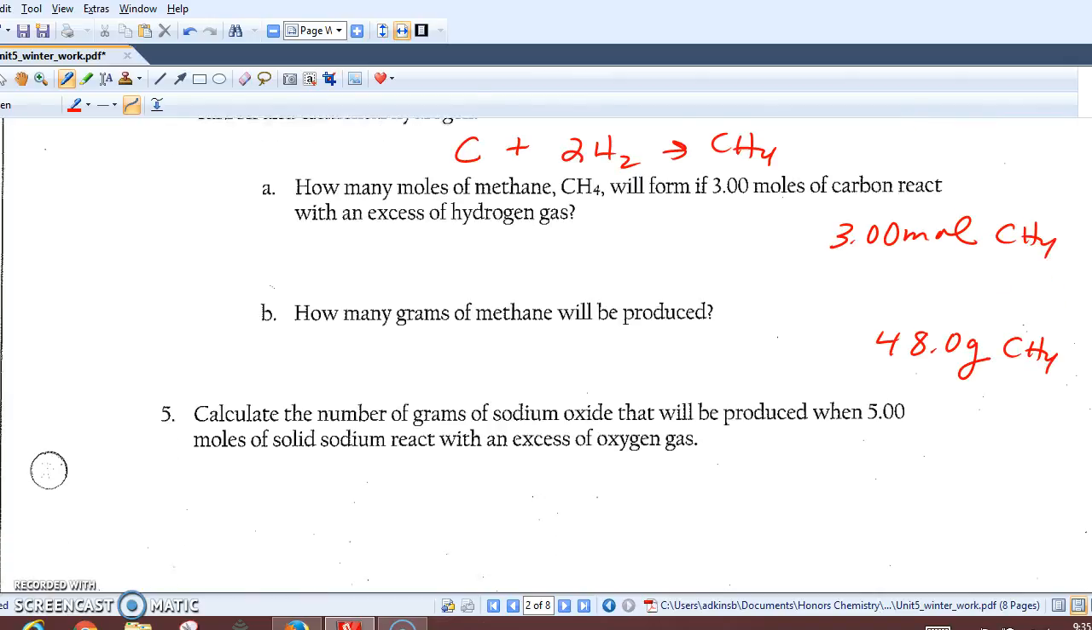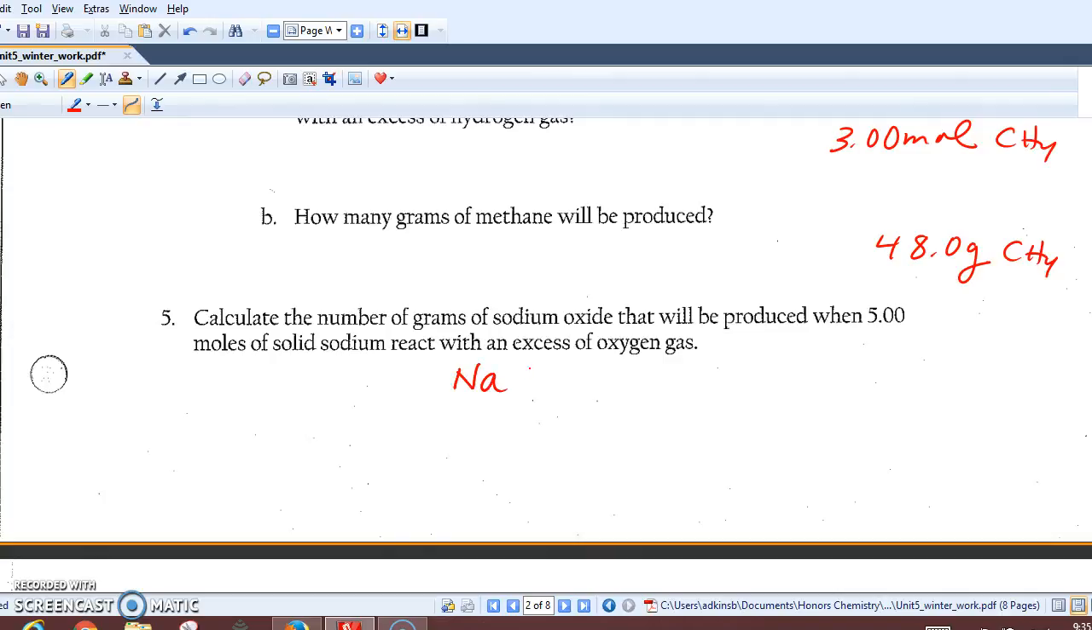And then for the last one, number 5, your balanced chemical equation, Na plus O2 makes Na2O. Don't forget to balance those charges on the ionic compound. Sodium is +1, oxygen's -2. And then we got to balance the equation as well. So this is also a synthesis reaction. And your final answer on this one is 155 grams of Na2O.